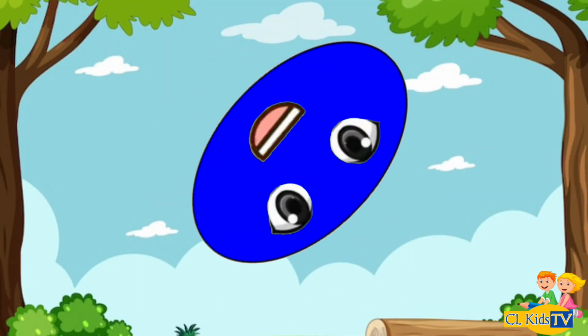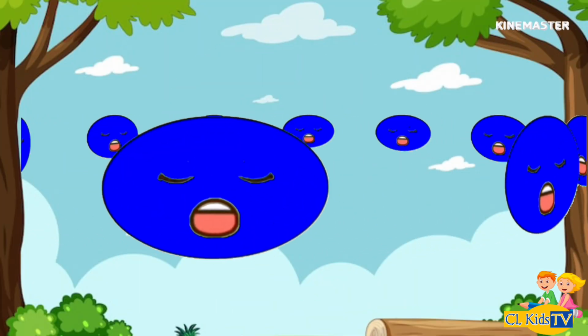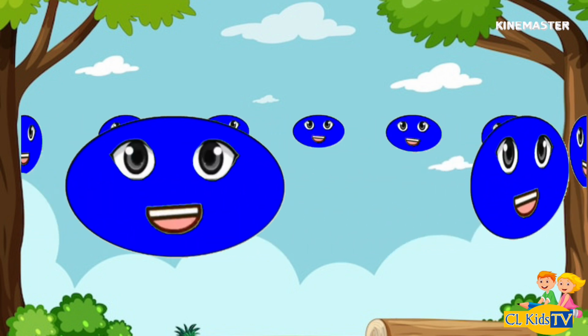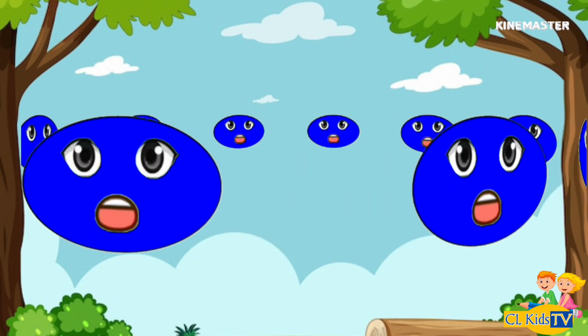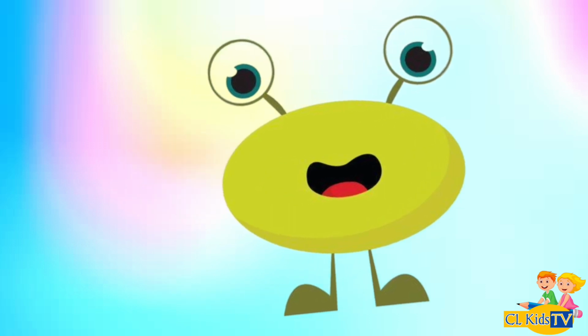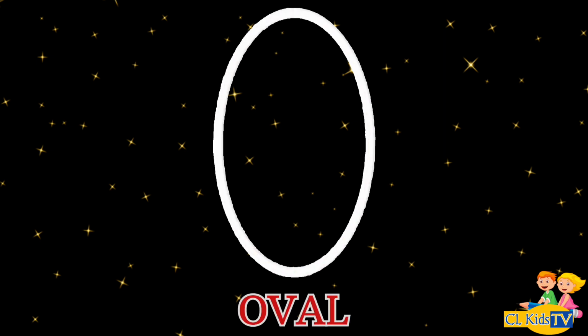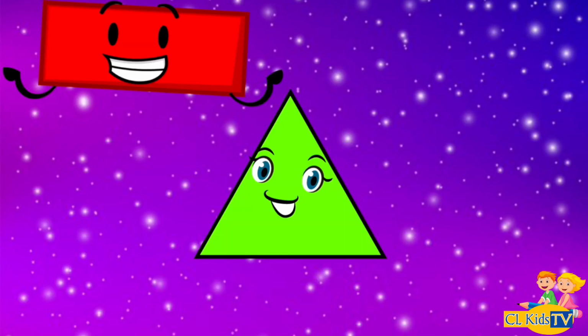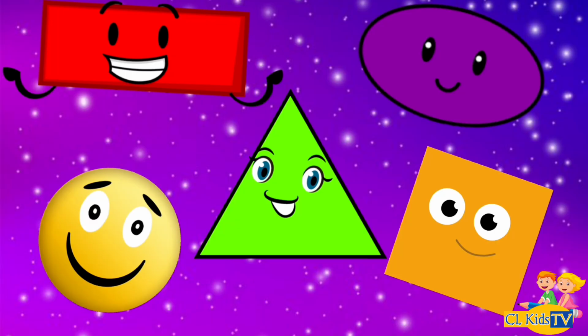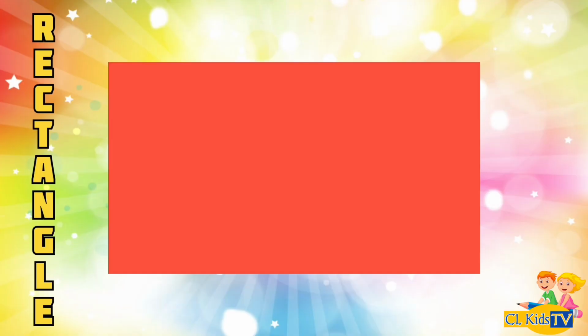I'm an oval round and long, round and long. I'm an oval round and long, like a circle that's very long indeed. Triangle, rectangle, circle, oval, square.